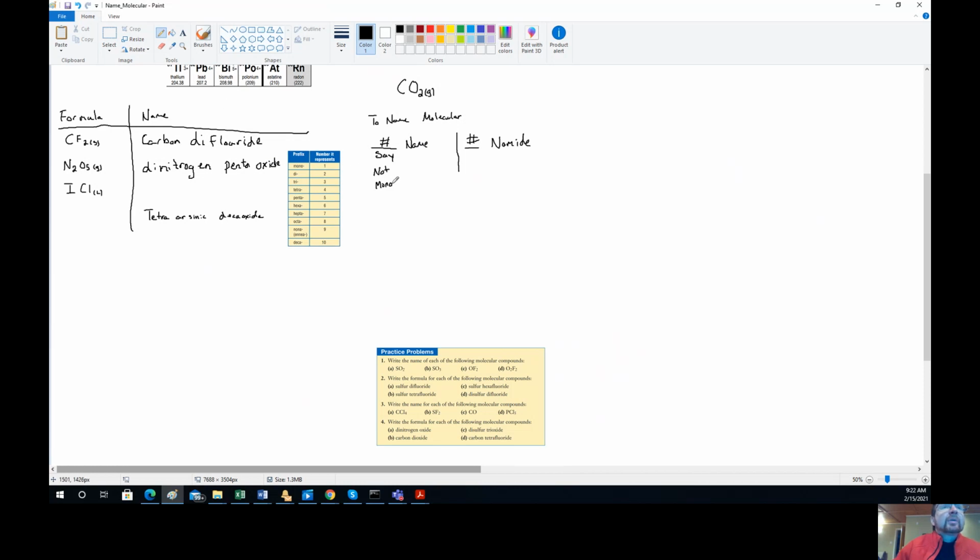Gonna need a tiny bit more space here. Move that to the side. There we go. Okay, let's try this one. I see iodine, but I just see one of them. Therefore, I just say iodine. And chlorine, I just see one chlorine. Iodine monochloride. Mono, because there's one of them.